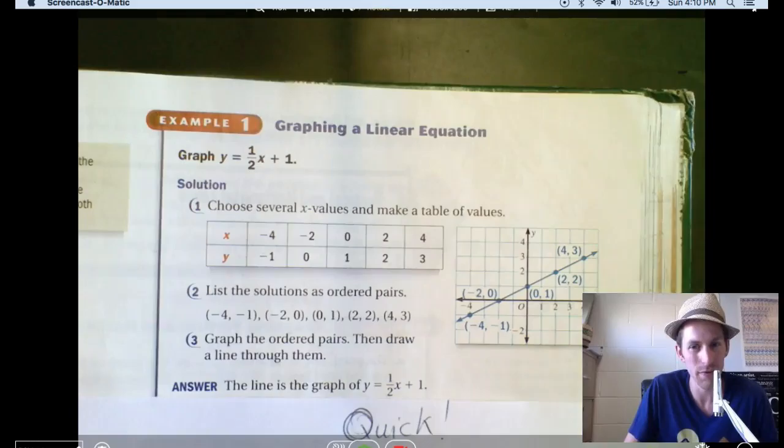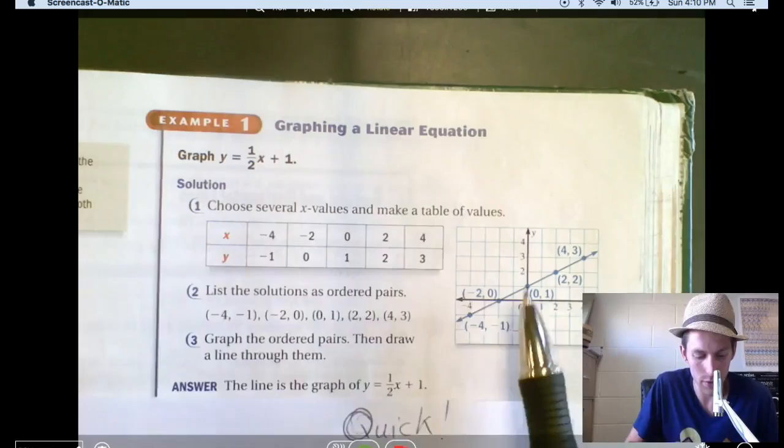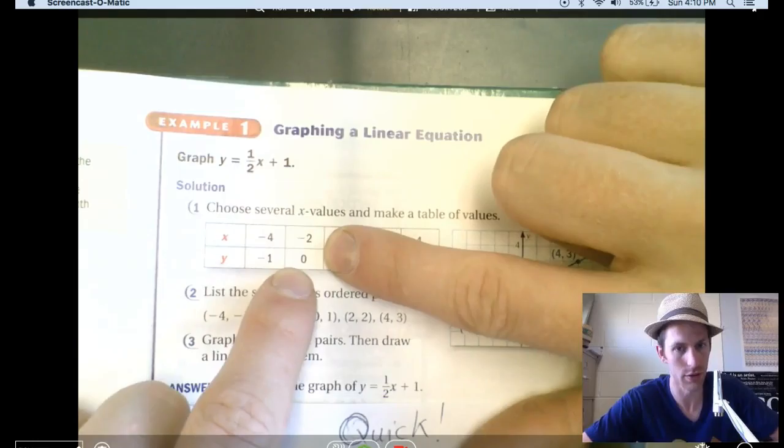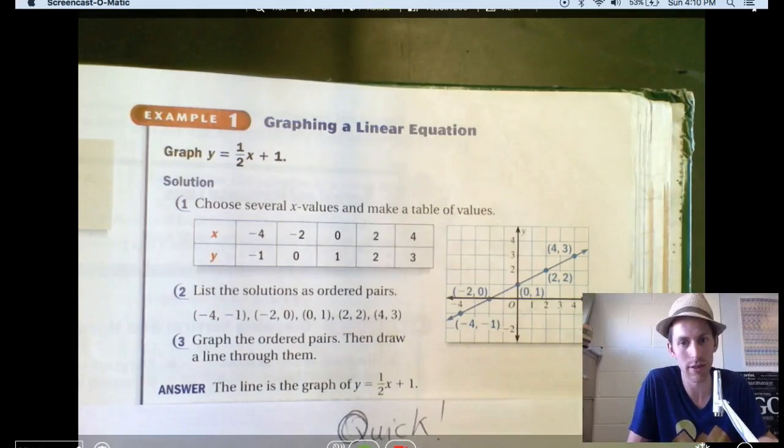Now some of you were confused last time. You're not graphing negative 4, negative 2. No, the ordered pairs go like this. Negative 4, negative 1. Negative 2, 0. 0, 1. All right? If you don't know how to plot those points, pay better attention in class or come ask me. Negative 2, 0, I'll show you real quick.